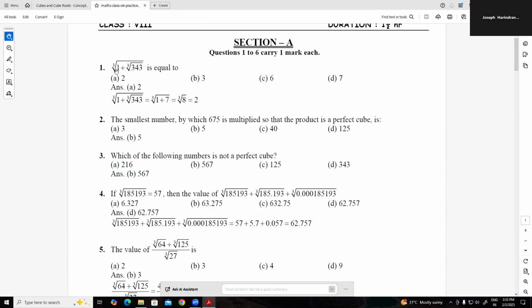This is a cube root within a cube root. Here we have the cube root of 343, which we know is 7. So we can write that 7 directly there. 1 doesn't change. 1 plus 7 is 8. And the cube root of 8 is 2. That's it. The answer is option A, 2.